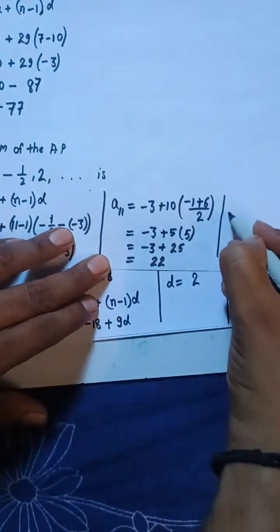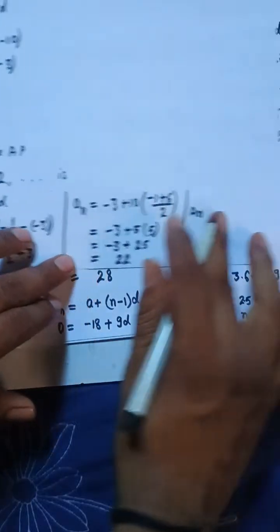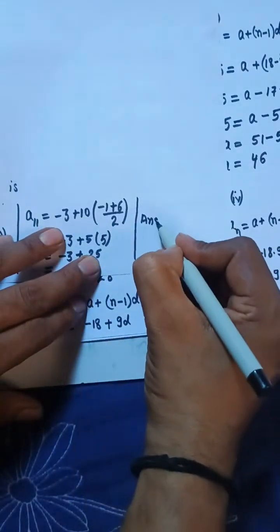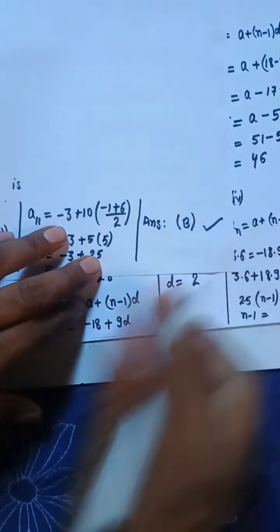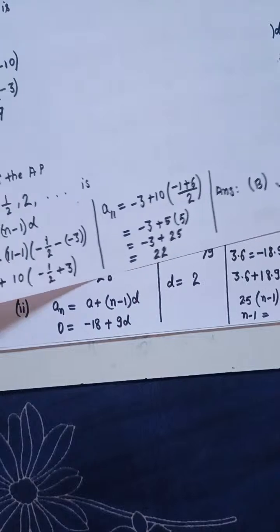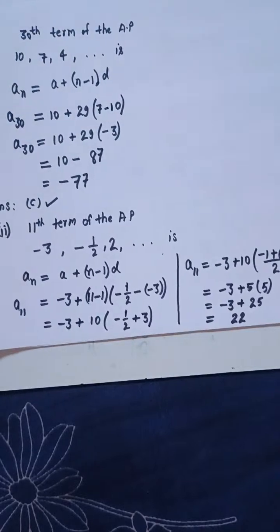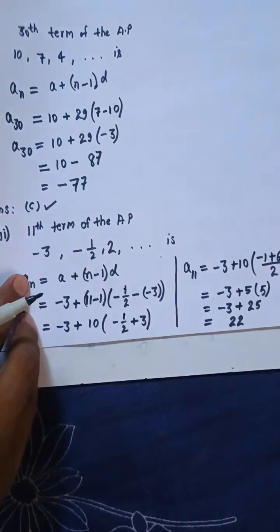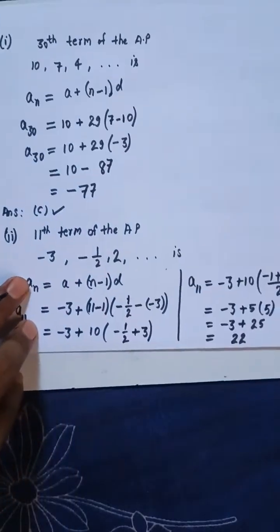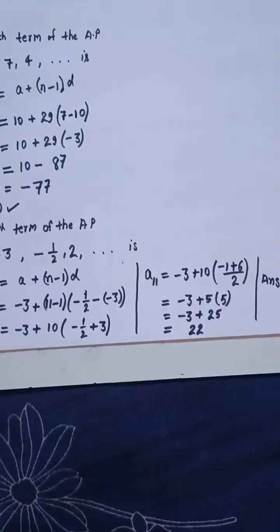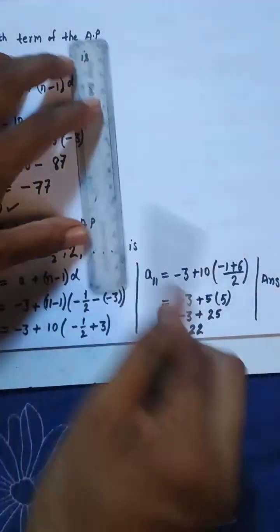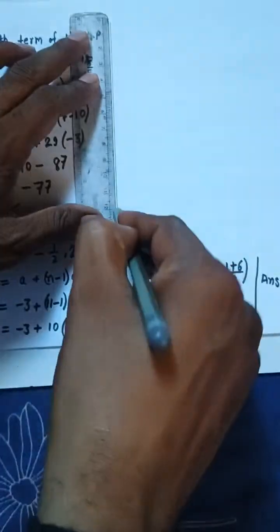So the answer is B, and this one is correct. Okay, so this is okay. We need to find the missing term in the AP in the next question, so we'll do that. Here you can see we have this question, let's do it.